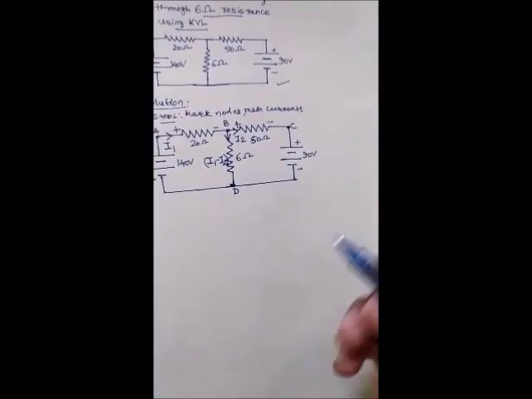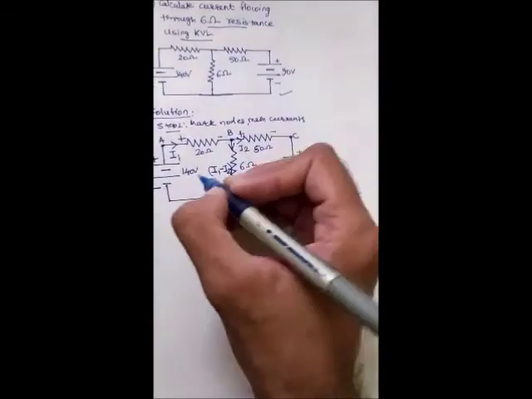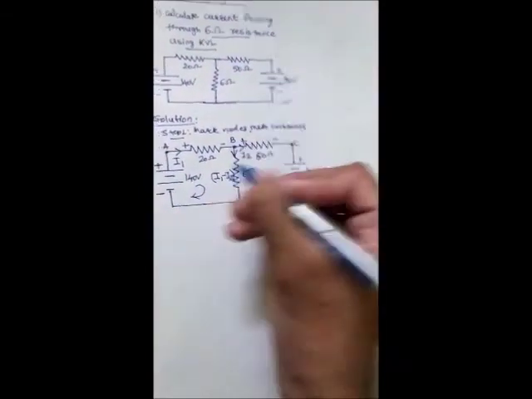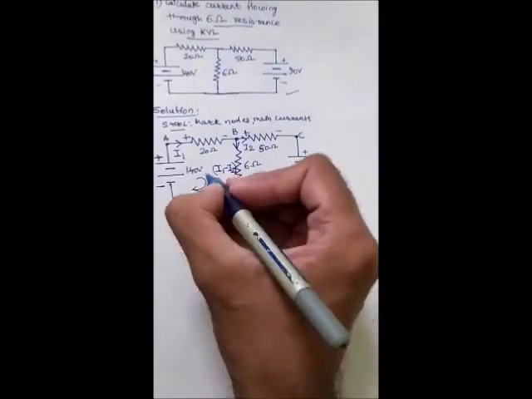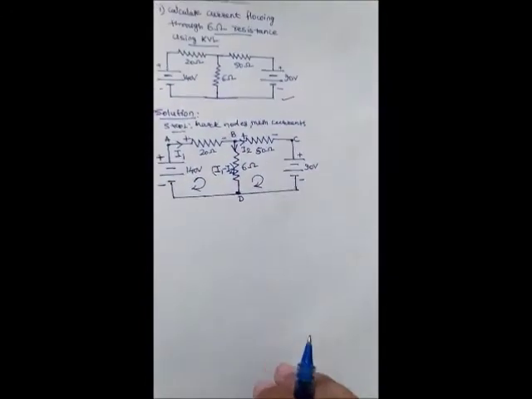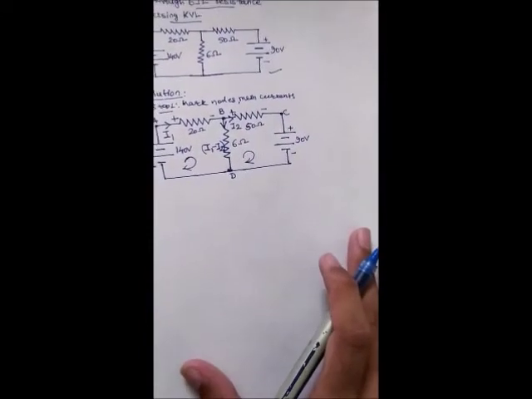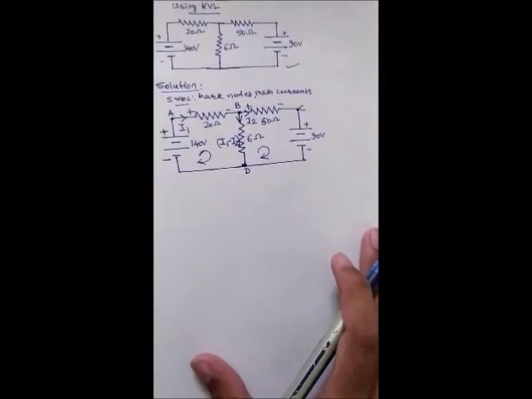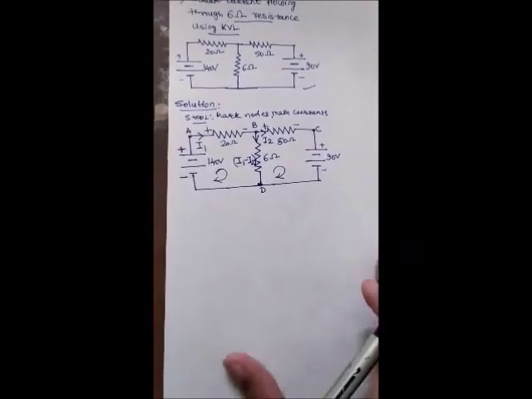Okay. Now if we see, there are the two loops here. This is loop 1 and this is loop 2. I have marked out the direction here so that you will understand what is the path to flow the current here. Okay. So this is your circuit marked with node, mesh currents and the loop directions.